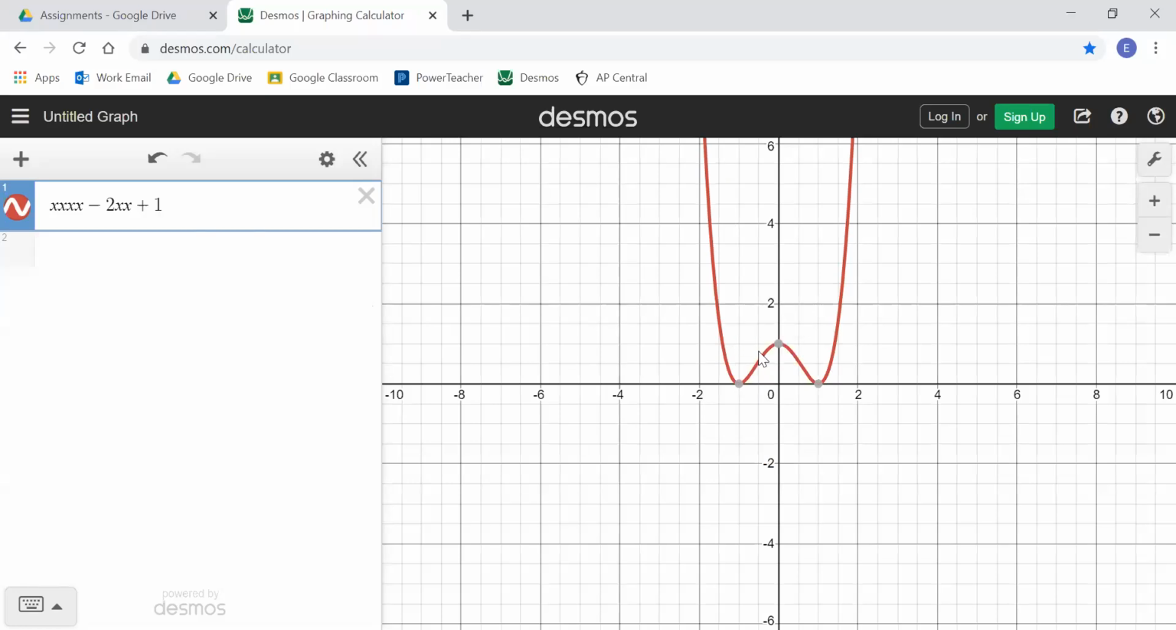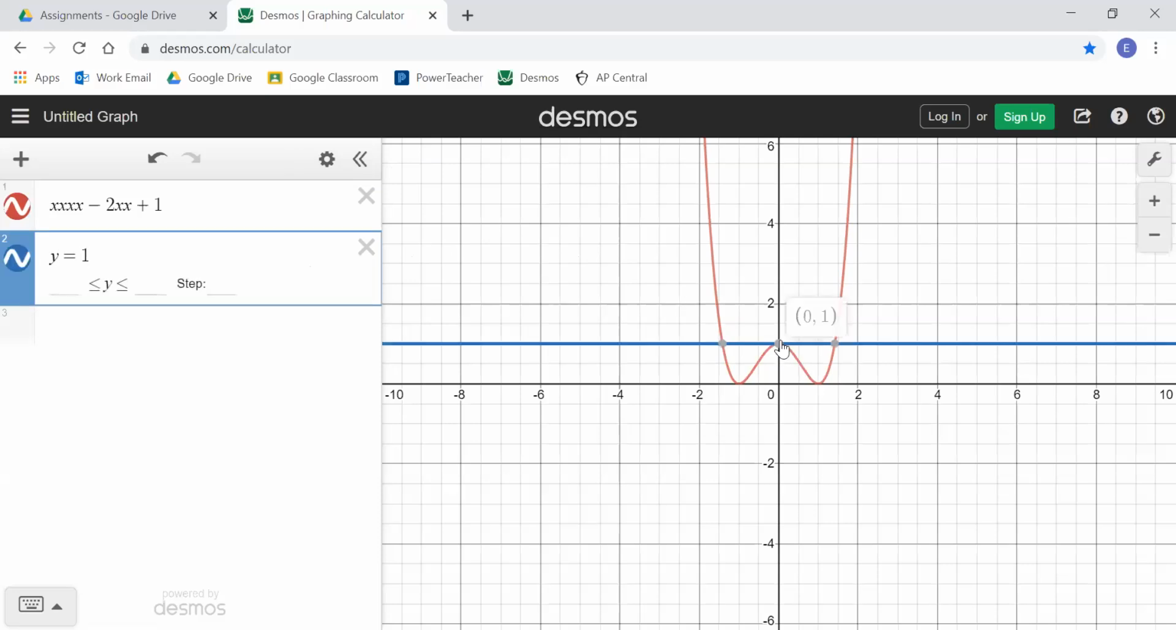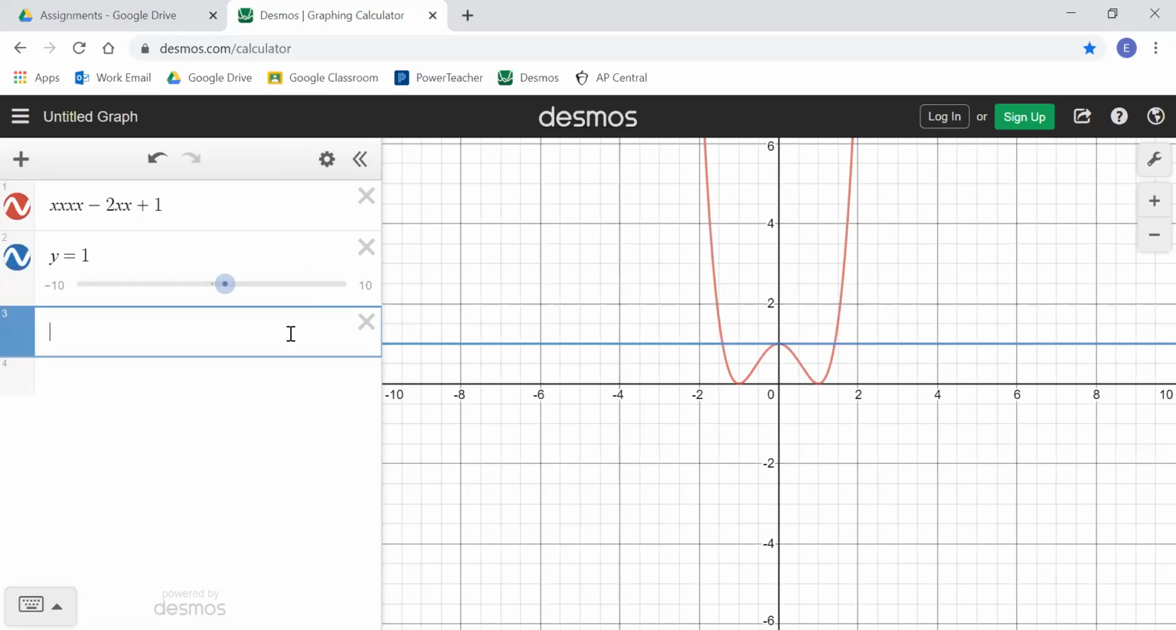And these are places where our derivative is equal to 0, where our tangent lines are horizontal. That makes sense? We would see that if I put in y equals 1, there's your horizontal tangent line right there. And y equals 0, horizontal tangent line there. So when the derivative equals 0, that's when the graph has turning points. That's exactly correct. Okay.